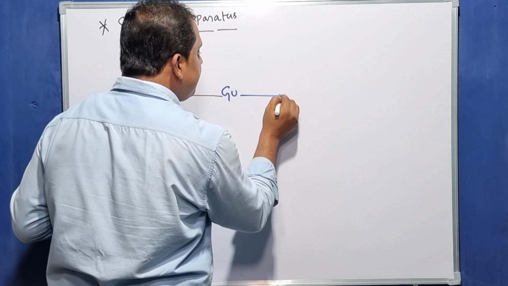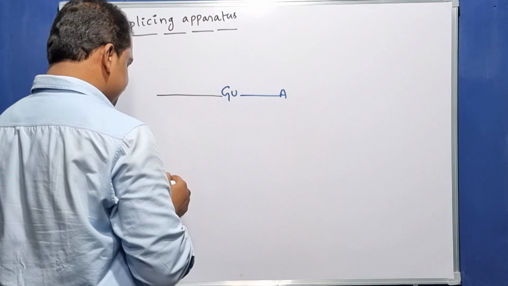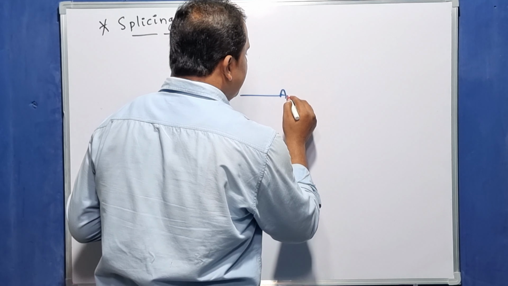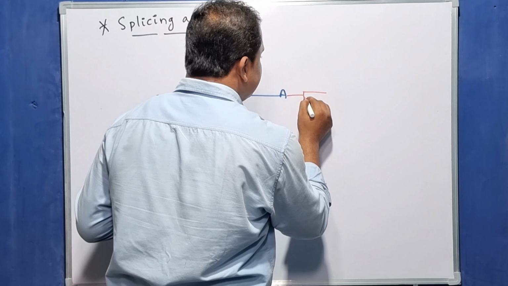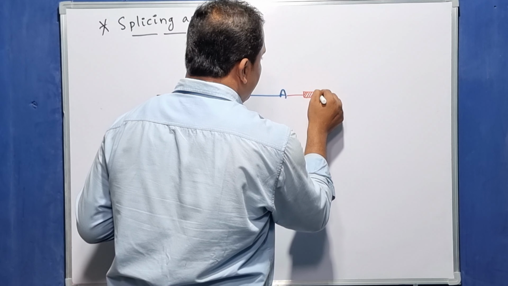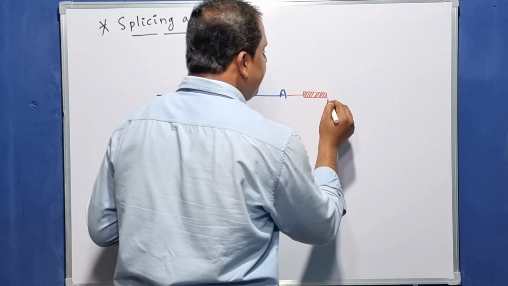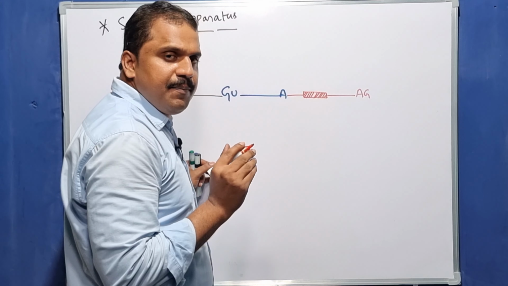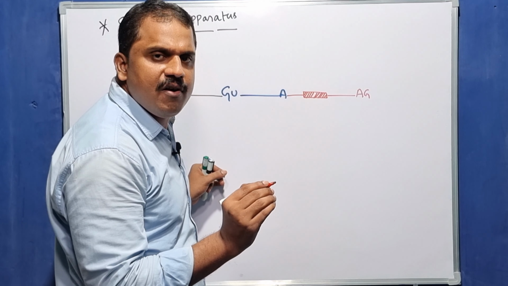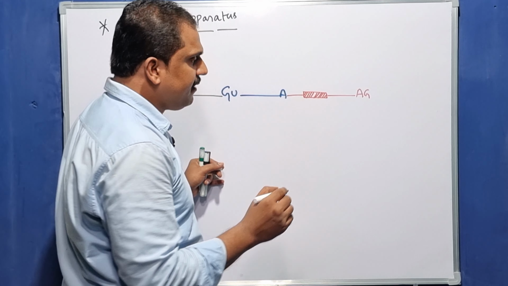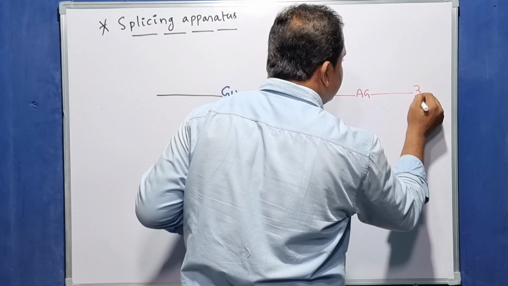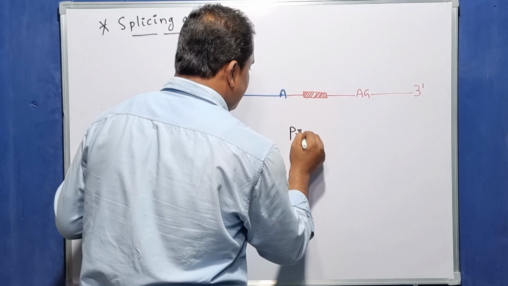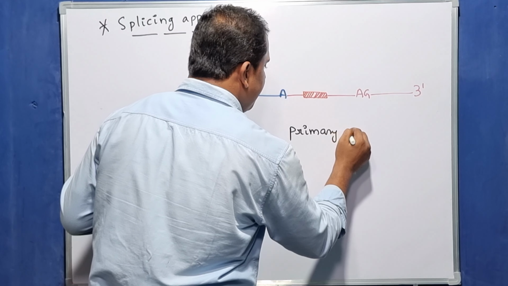And here it is nothing but the branch point adenosine nucleotide. Very adjacent to the branch point adenosine nucleotide, there is the polypyrimidine tract. And here it is nothing but the 3' splice site, right? As we all know, the specific 3' splice site ends with a specific constant sequence which is nothing but AG. And here it is nothing but the 3' end. So here it is nothing but the primary transcript, right? Primary transcript.